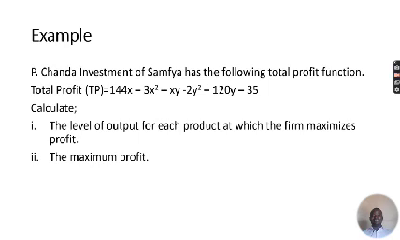Okay, ladies and gentlemen, let us now swing into action and actually perform the calculations to establish the output level for each product at which the firm will maximize profit. And secondly, we calculate the maximum profit. Let's get this on the other side.